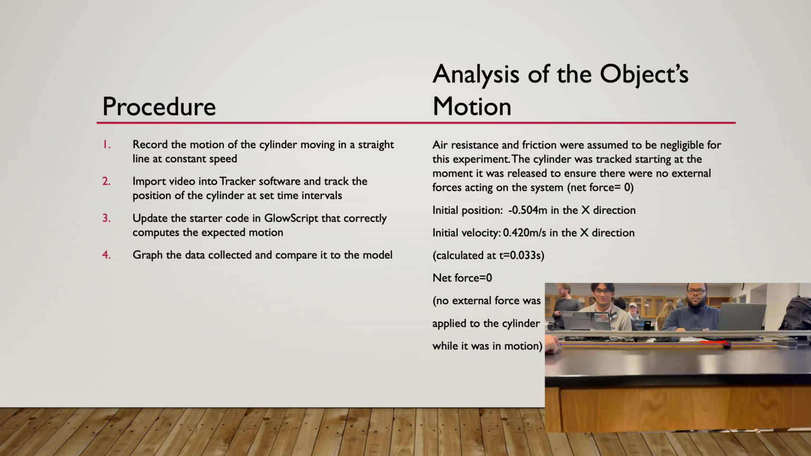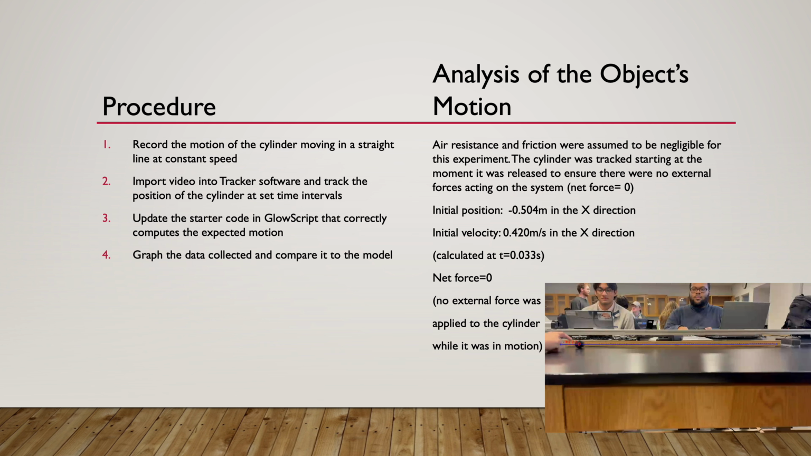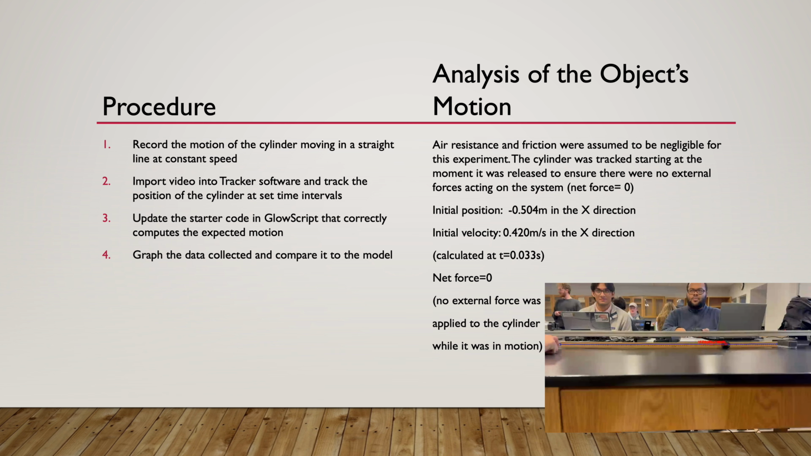To create our computational model, we update the starter code in GlowScript so that it correctly computes the expected motion. This computational model is graphed along with the experimental data so that those two can be compared.